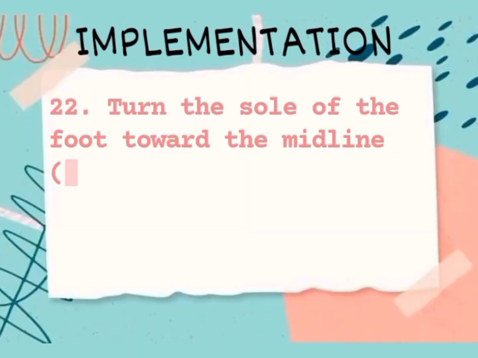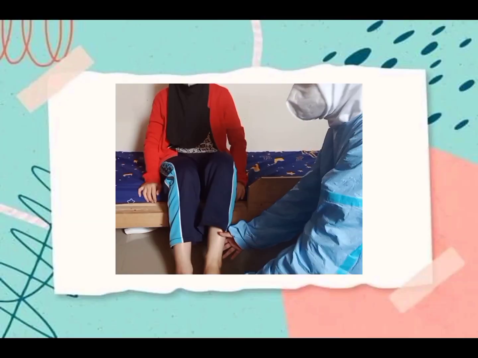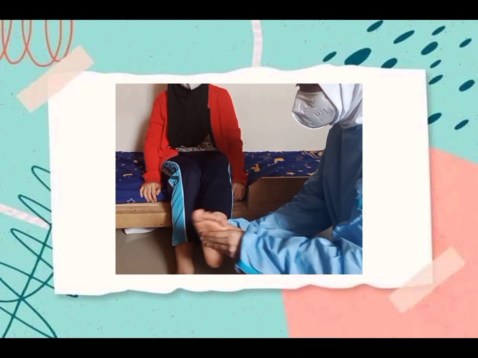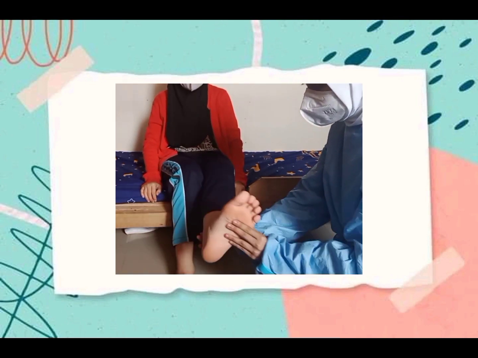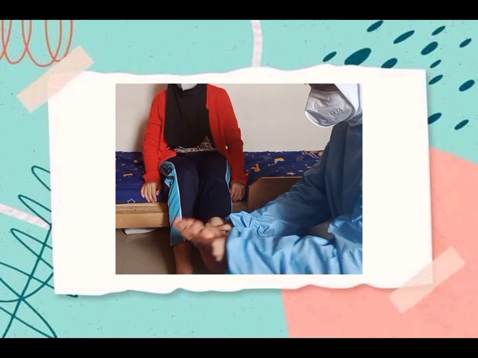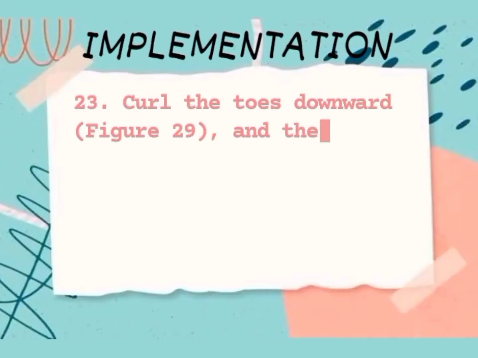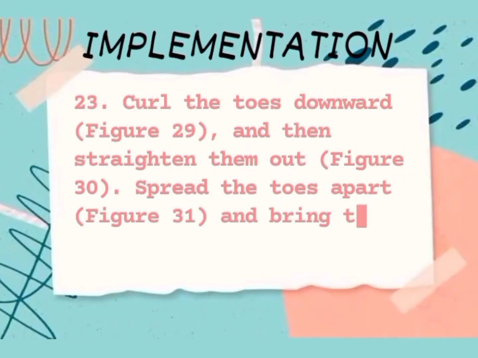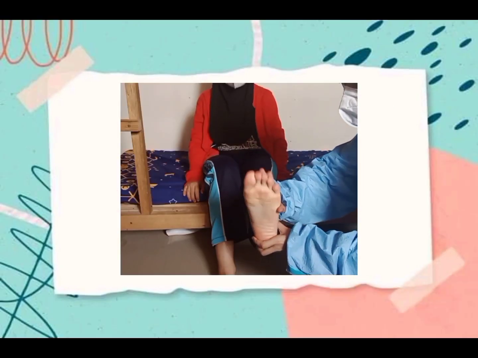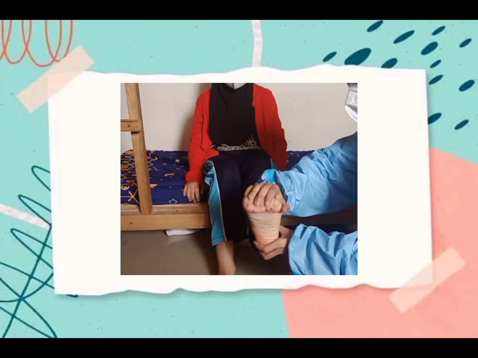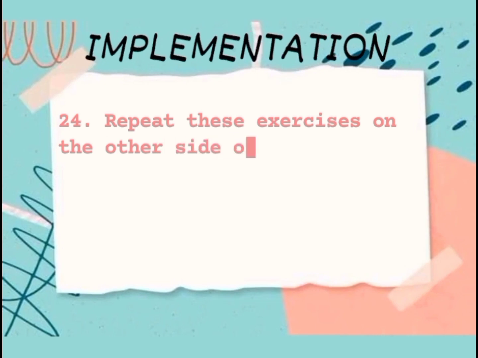Turn the sole of the foot toward the midline. Turn the sole of the foot outward. Curl the toes downward and then straighten them out. Spread the toes apart and bring them together. Then repeat these exercises on the other side of the body.